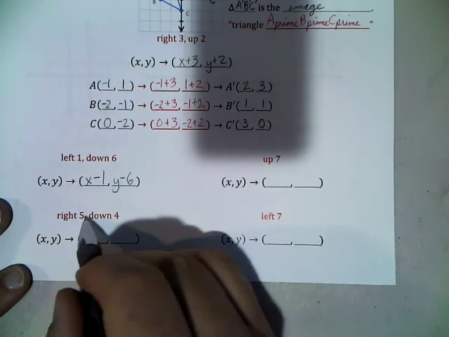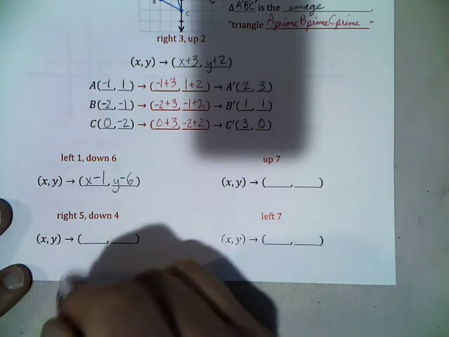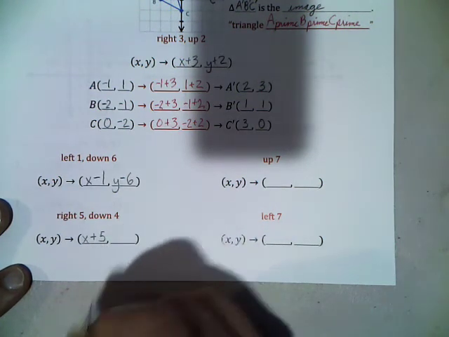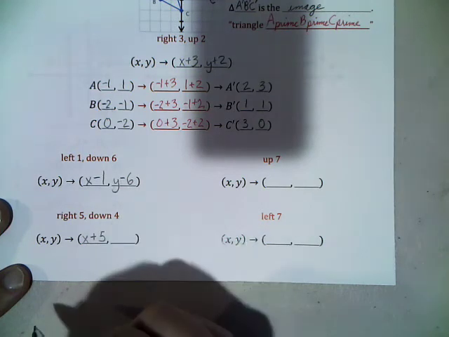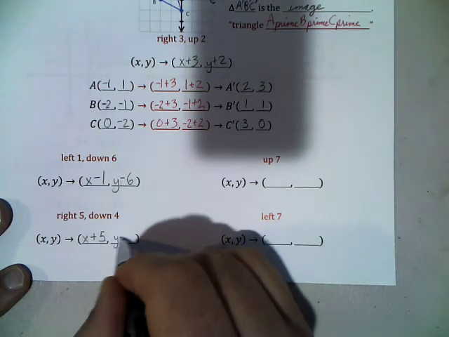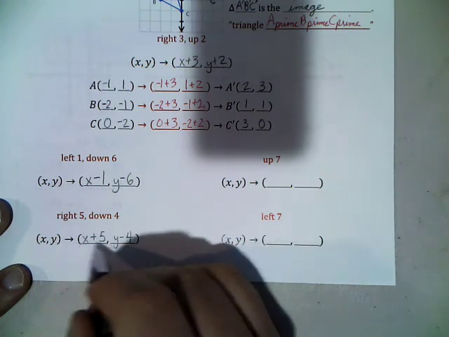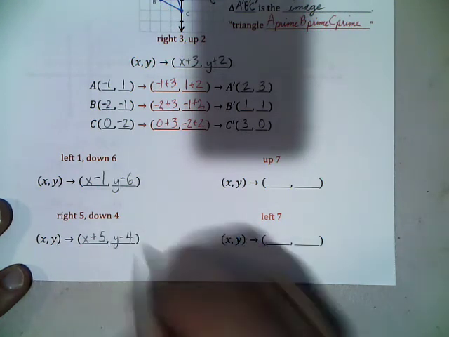Down here, right 5, down 4. So left and right affect the x value. Right is a positive direction, though, so x plus 5. Up and down affect the y value, but down is a negative, so y minus 4. So x comma y goes to x plus 5 comma y minus 4.